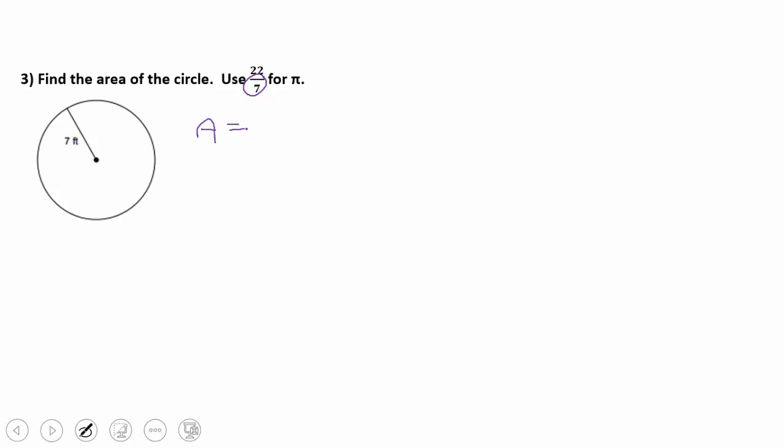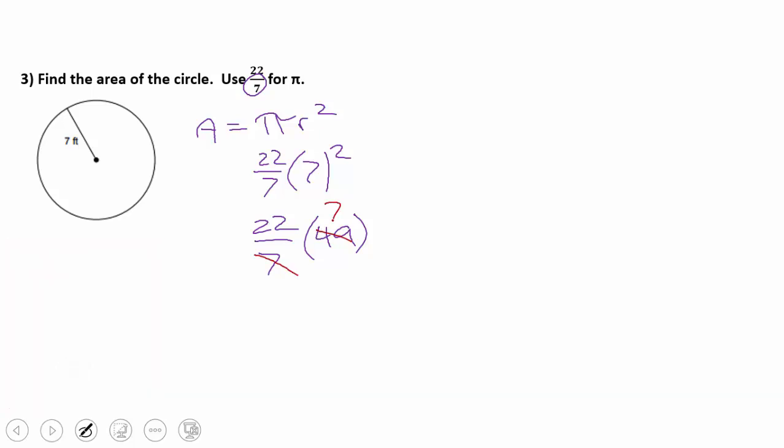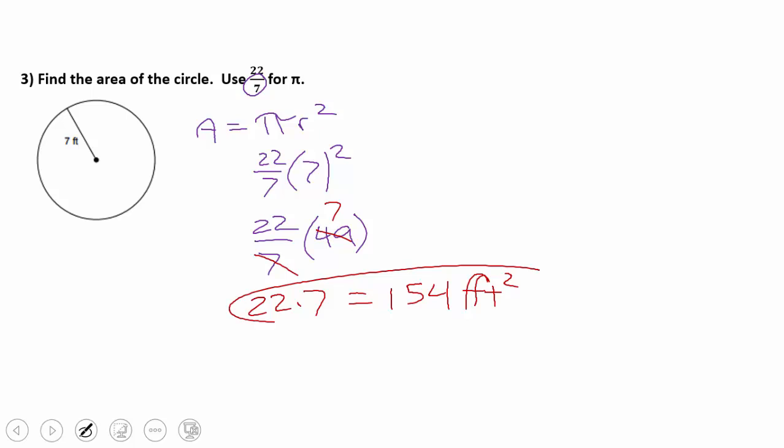So we have area is equal to pi times the radius squared. For pi, we're going to use 22/7, and our radius is 7. So we're going to square that. That gives us 22/7 times 49. We recognize that the compatibility helps us simplify that so that we have 22 times 7, which gives us an answer of 154 feet. Oops, and we're going to square that. 154 feet squared is our final answer.